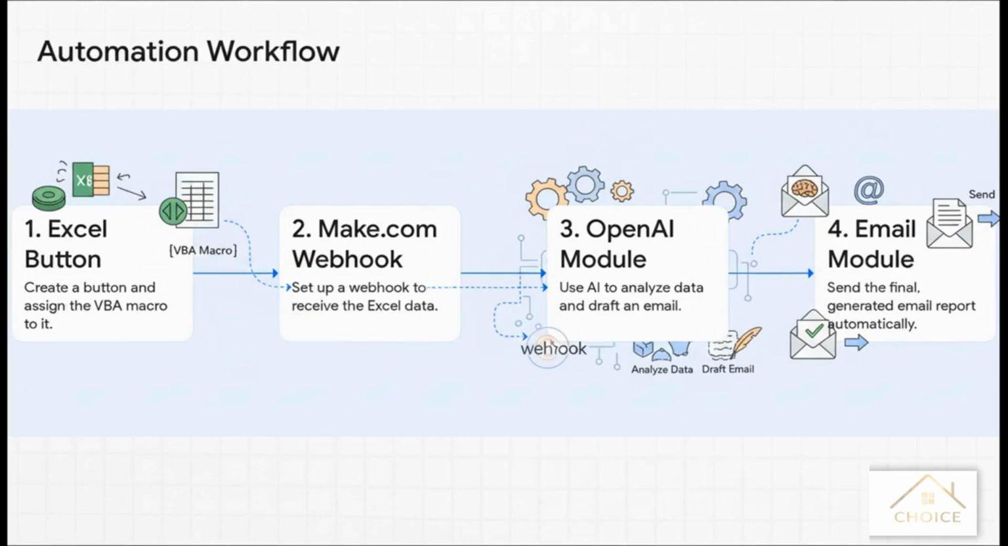And this right here shows you the whole process from start to finish. In Excel, you create a button, let's call it Send Report, and you assign that code to it. Then, in an automation tool like Make.com, you set up a simple workflow. The webhook listens for the data, sends it to OpenAI to write a summary email, and then a final module sends that report out. One click in Excel, and the whole thing is done for you.